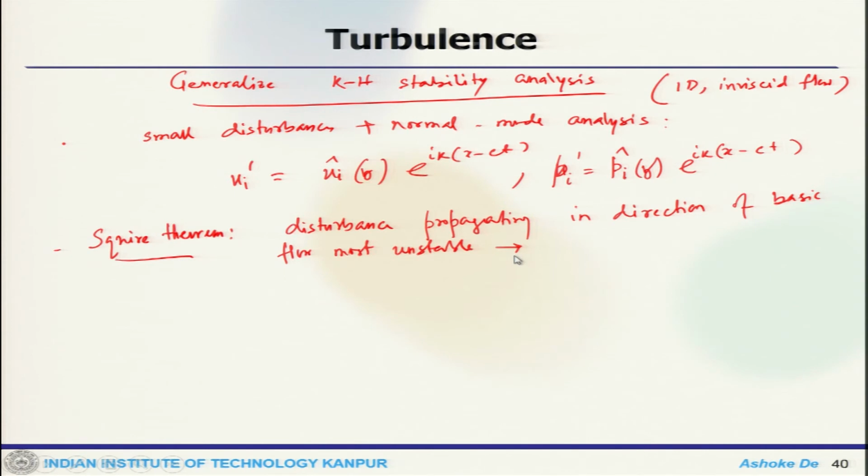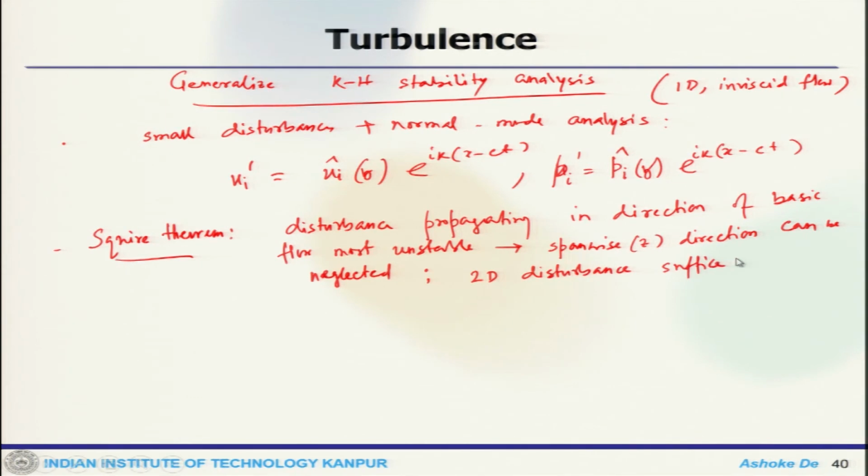That means the span wise direction can be ignored. So, the span wise direction can be neglected. So, we will get 2D disturbances. So, that will suffice the whole business.